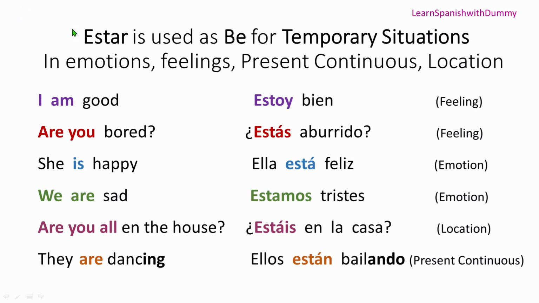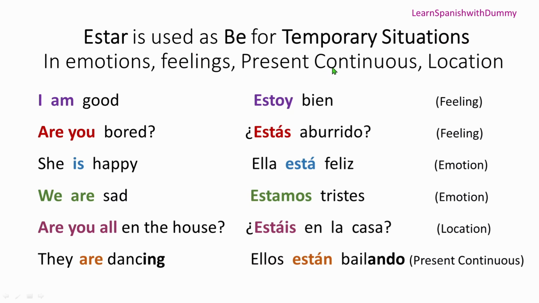Now we're going to learn how to use the other be, that is estar. Estar is also be in Spanish because there are two be, right? One is ser, which we just learned, and estar is the next. Estar is used for temporary situations, anything that seems to you to be temporary. For example, when you talk about emotion, like I am feeling sad. That's an emotion because emotion goes away with time. You are not going to be sad forever. You're not going to be happy forever, right? So emotions, feelings, like I'm feeling okay, I'm feeling bad.